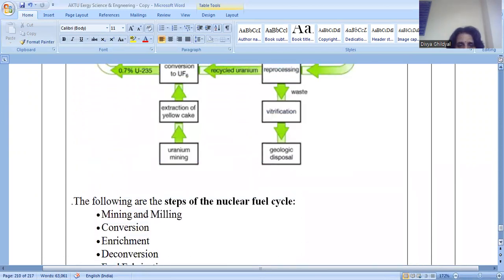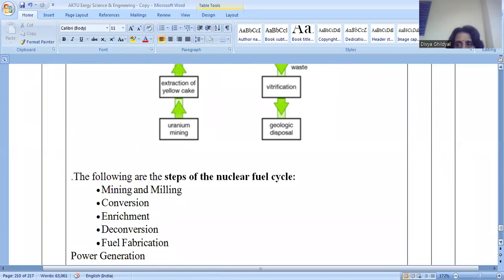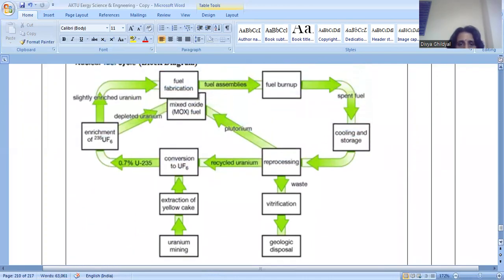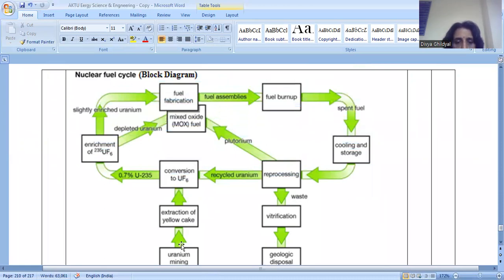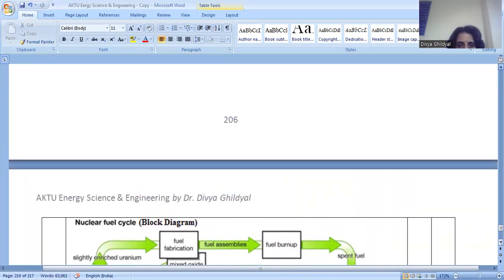Nuclear fuel cycle consists of mining, milling, conversion, enrichment, deconversion, fuel fabrication, and ultimately leading to power generation. Here, my uranium has been mined, it has been converted to a higher form, then it is enriched and then sent for fuel fabrication. Finally, my fuel gets ready to be used. The unused part is cooled and stored. Again, this cycle is repeated. Whatever waste I have to throw out from the nuclear cycle, I send it for geologic disposal.